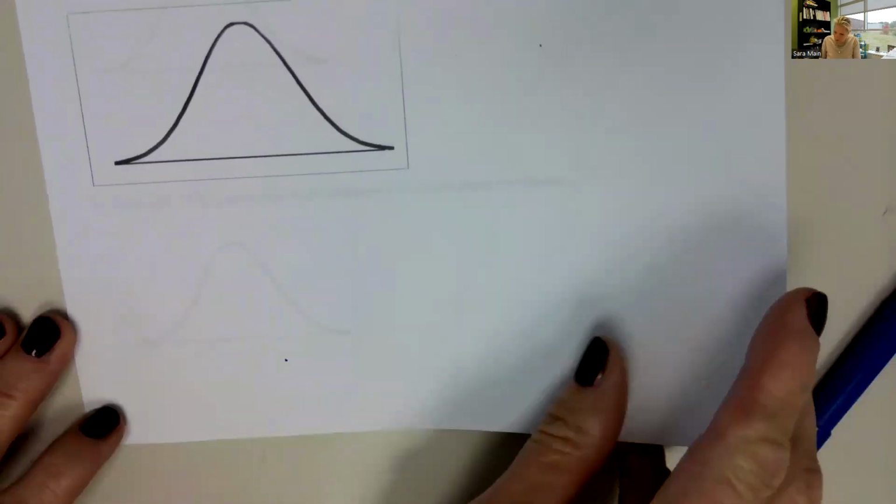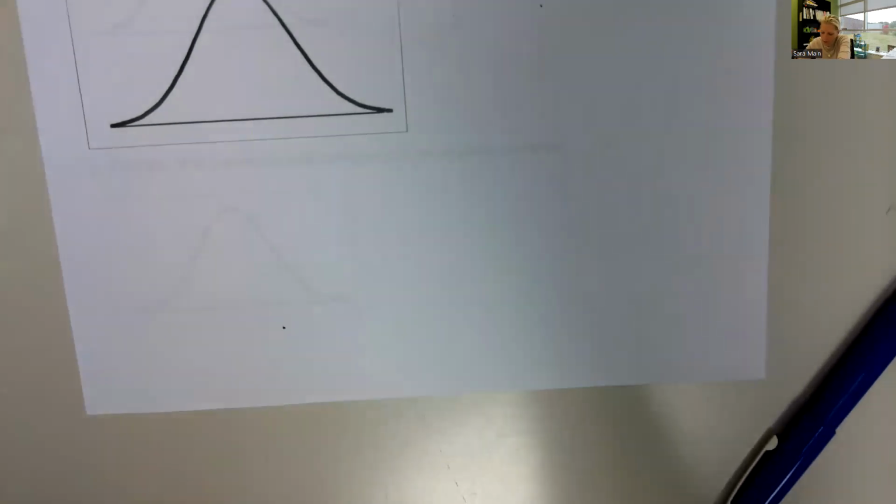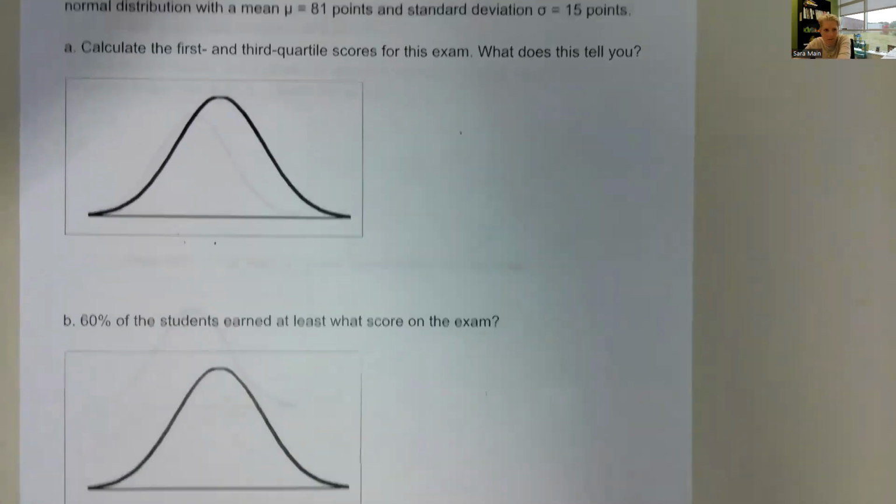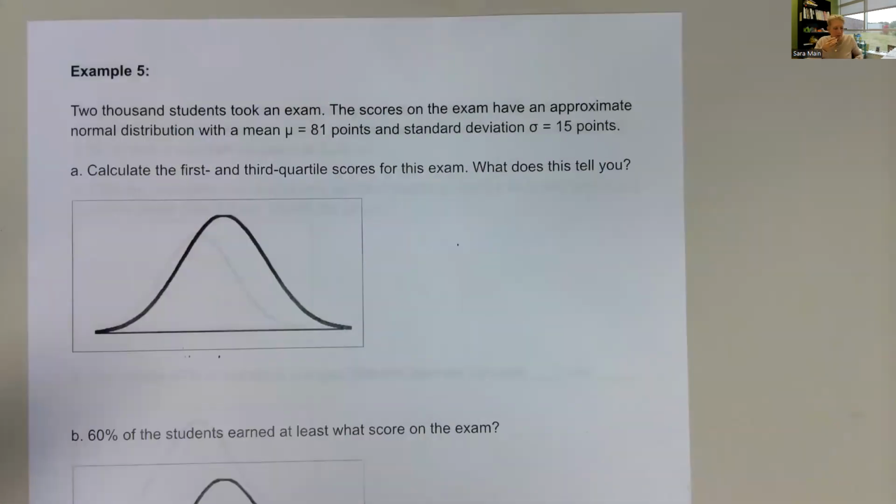This example has 2,000 students, and the scores on the exam have an approximate normal distribution with a mean of 81 and a standard deviation of 15. Calculate the first and third quartile scores for this exam. What does this tell you?